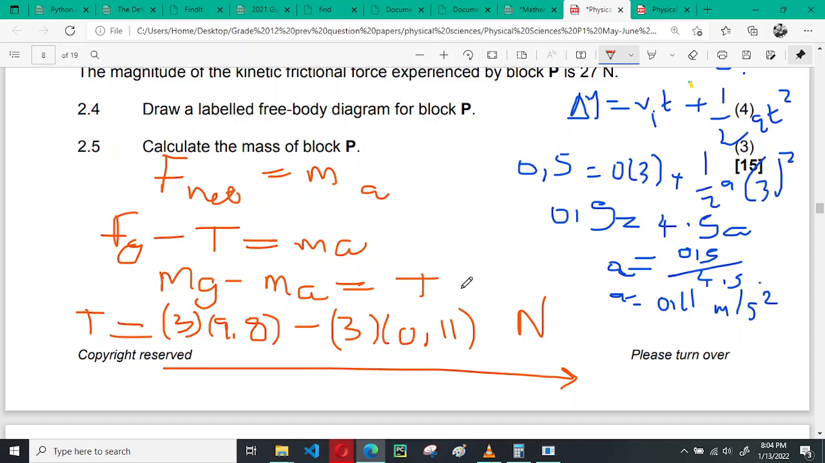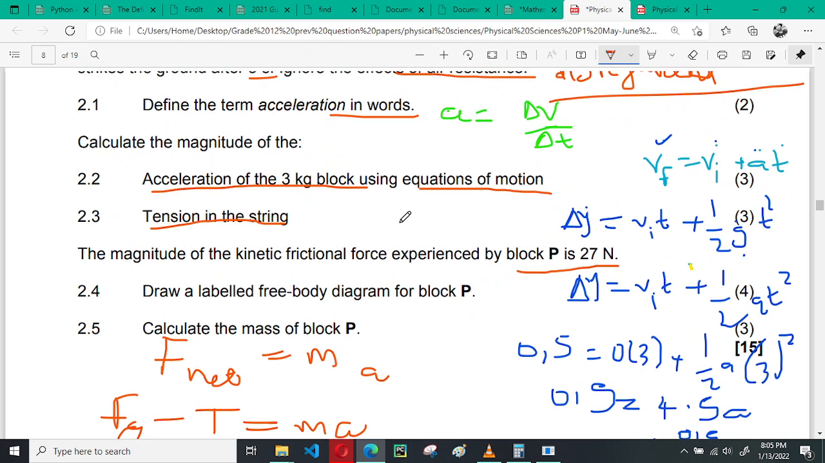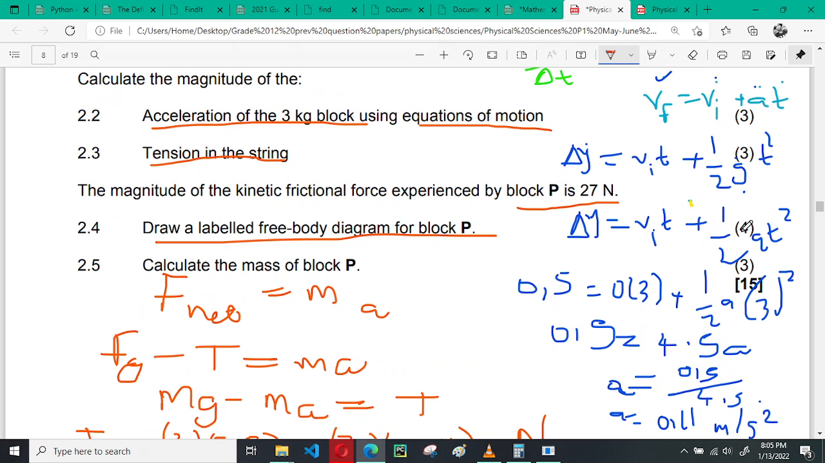Alright, so the next thing we have: the magnitude of the kinetic frictional force experienced by block P is 27 newtons. So we are aware that there is a friction here. Now it's kinetic frictional force, it means this system now is moving. So they told us the friction is 27 newtons. Now draw a labeled free body diagram for block P, and it's worth 4 marks.